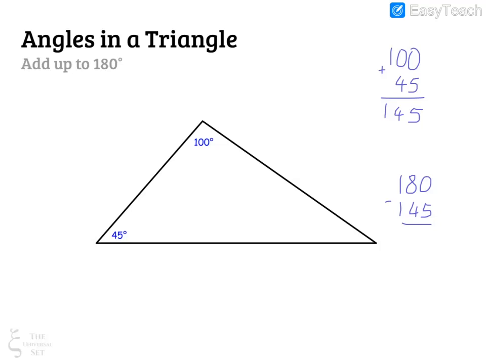So we're going to have to do 0 take away 5, can't do that, so we borrow. 10 take 5 is 5, 7 take 4 is 3, 1 take 1 is nothing. So this angle over here must be 35, and make sure we include the units, degrees. Good. Okay, let's look at a few more examples.